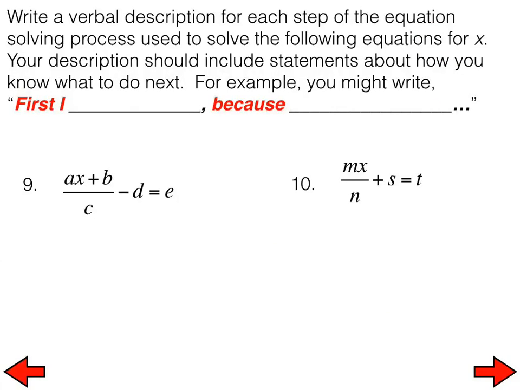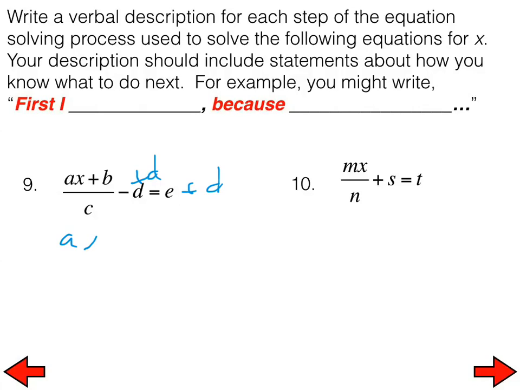All right, so I just had you shoulder partner every step on both of these. So number 9, you have several possibilities here. You could have multiplied everything by the common denominator, which is c. You could have added d to both sides first. It doesn't matter which one you do. I am going to add d to both sides first.